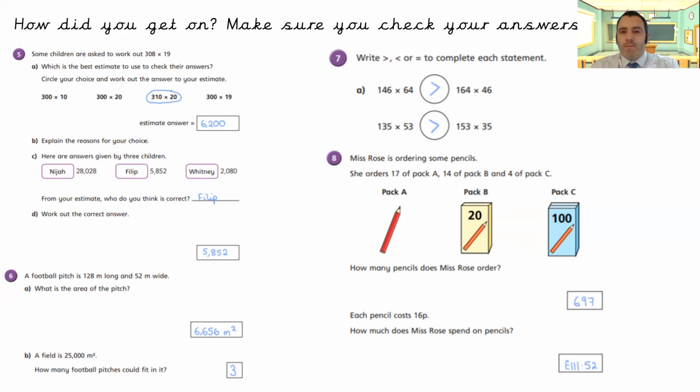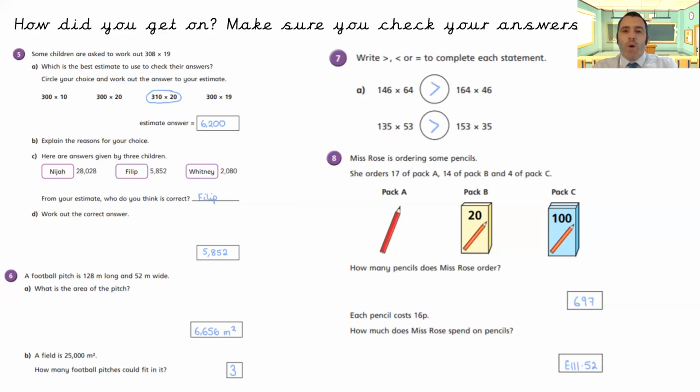Question 7. You're looking at 146 times 64. Is it greater or less or equal to 164 times 46? Bit of practice to work out the two answers and compare them. Check your answer here.